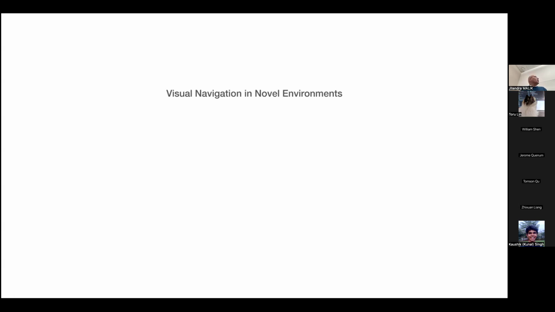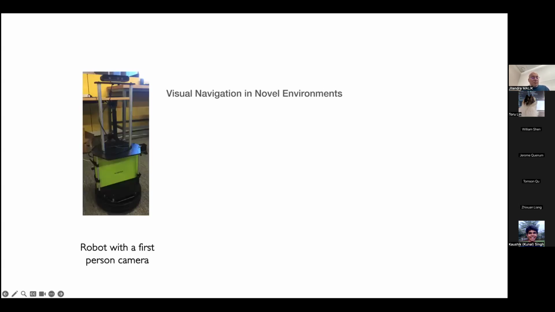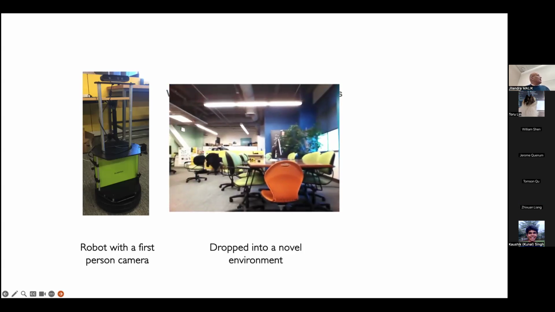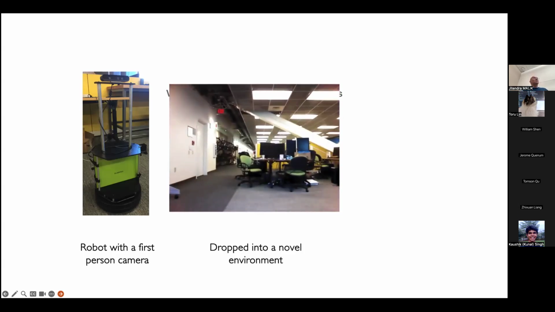Okay. So this lecture is on visual navigation. So this is the problem. You have a robot with a first-person camera, and then I drop it into a novel environment.